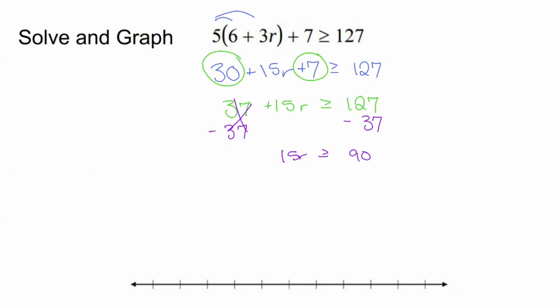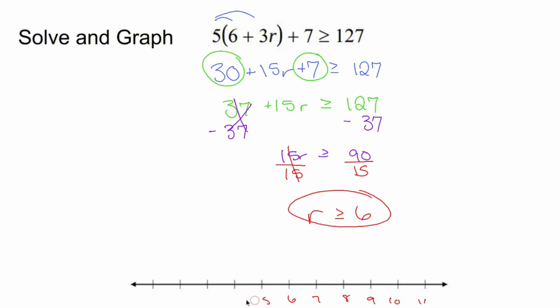R is still not alone. 15 is being multiplied to r, so in order to get rid of that 15, let's do the inverse, which is divide 15. We're going to end up saying r is greater than or equal to 6. That's our solve part. So what I want to do is make sure I have a 6 represented on my number line, like so, and then we'll fill in all the numbers that we have to fill in because I make these number lines so big.